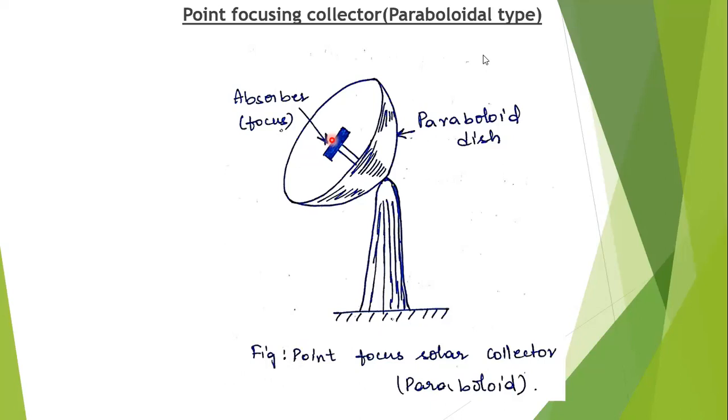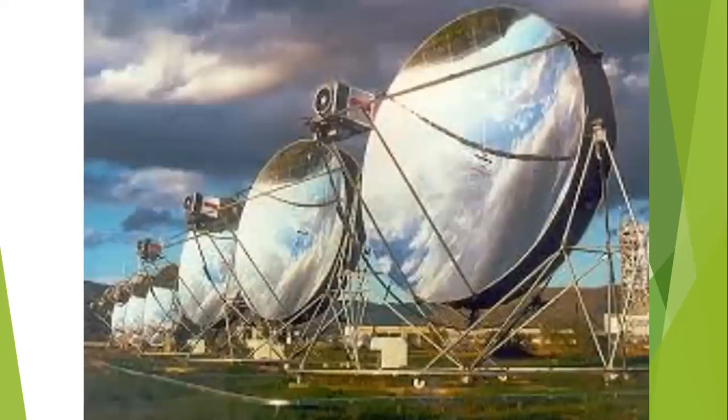And the third type is the central receiver collector, such as the paraboloidal mirror and the tower power plant using heliostat mirrors. This is the other type of mirror. In this, a mirror called a heliostat mirror is used. We'll discuss the heliostat mirrors in the next slides.